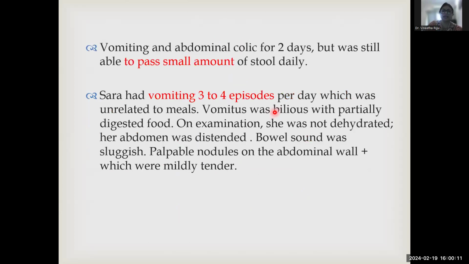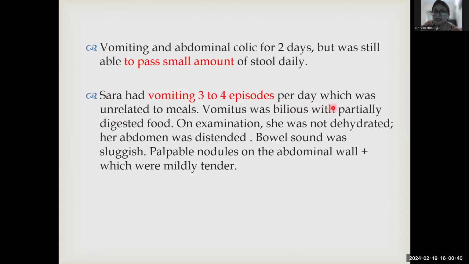Now, the thing is, vomiting and abdominal colic started. It went on for 2 days. She came to you with complaints that vomiting and abdominal colic has been going on for 2 days, but was still able to pass small amounts of stool daily.